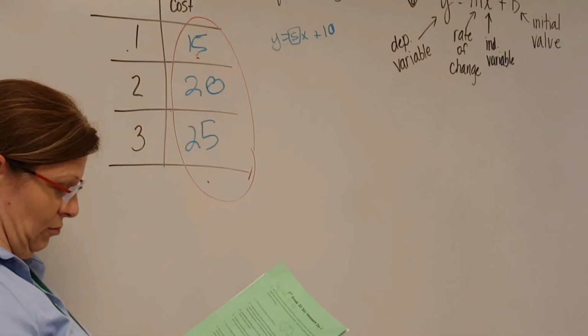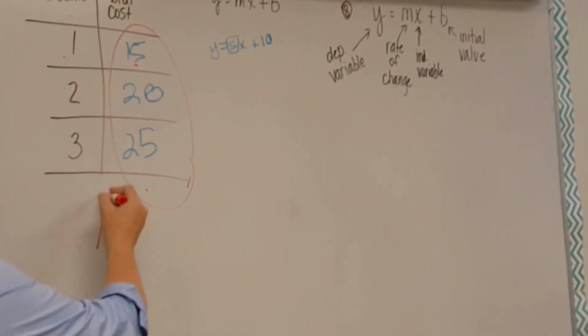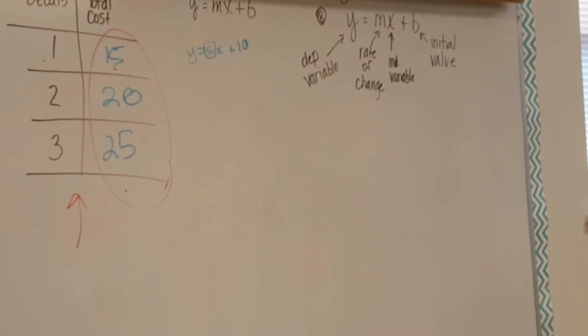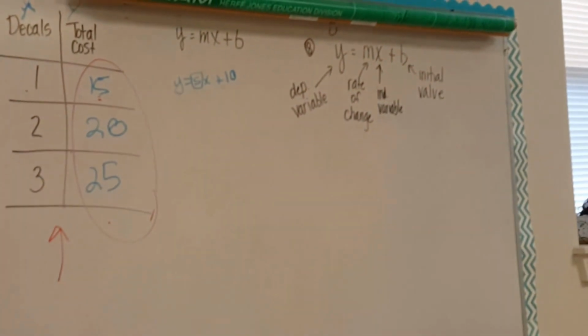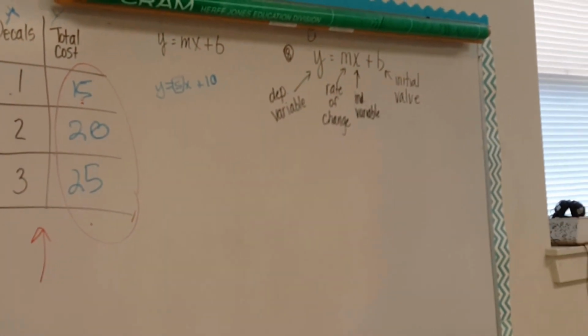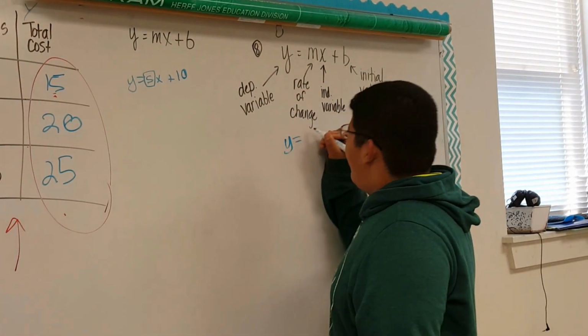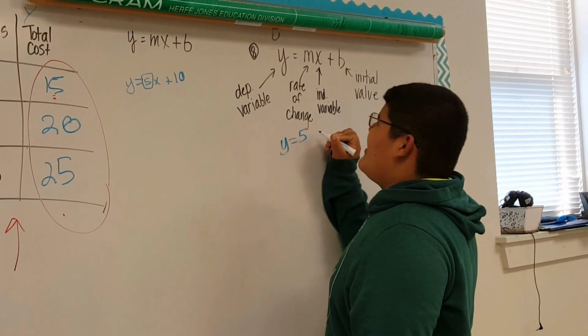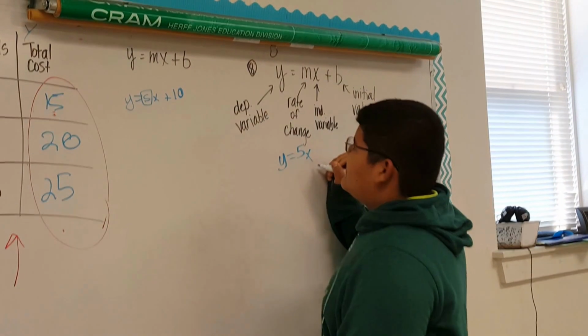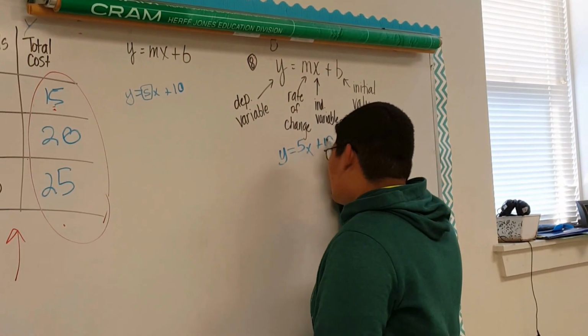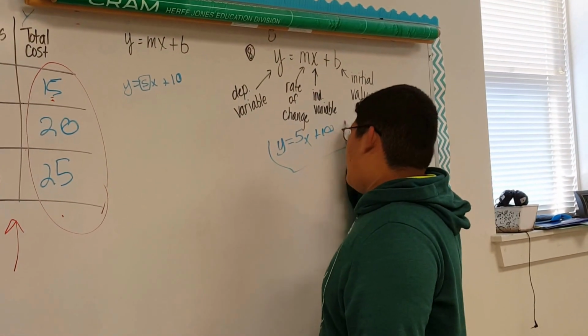Use information from the above problem. Write the linear relationship as an equation. Have we already done that? We sure did. So, y equals 5x plus 10.